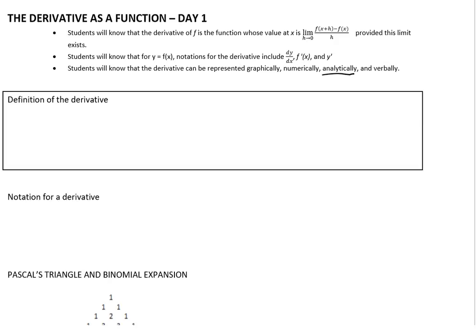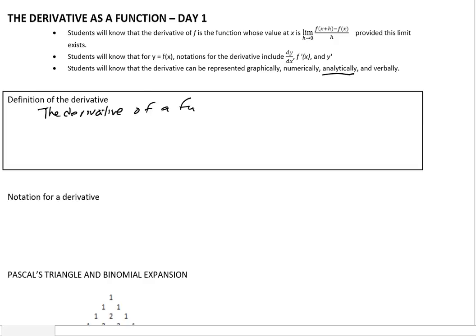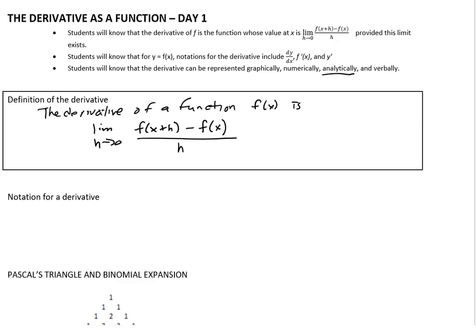All right, the definition of the derivative. The derivative of a function f of x is the limit as h approaches 0 of f of x plus h minus f of x all over h. Okay, and we're going to do something very similar to what we did yesterday.